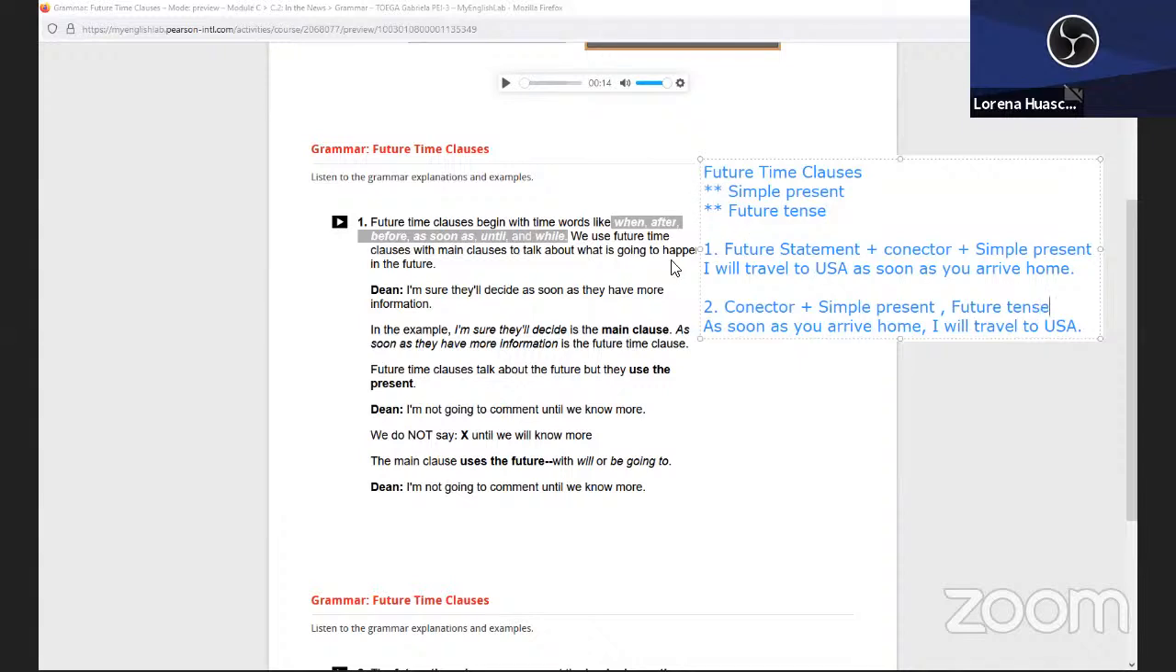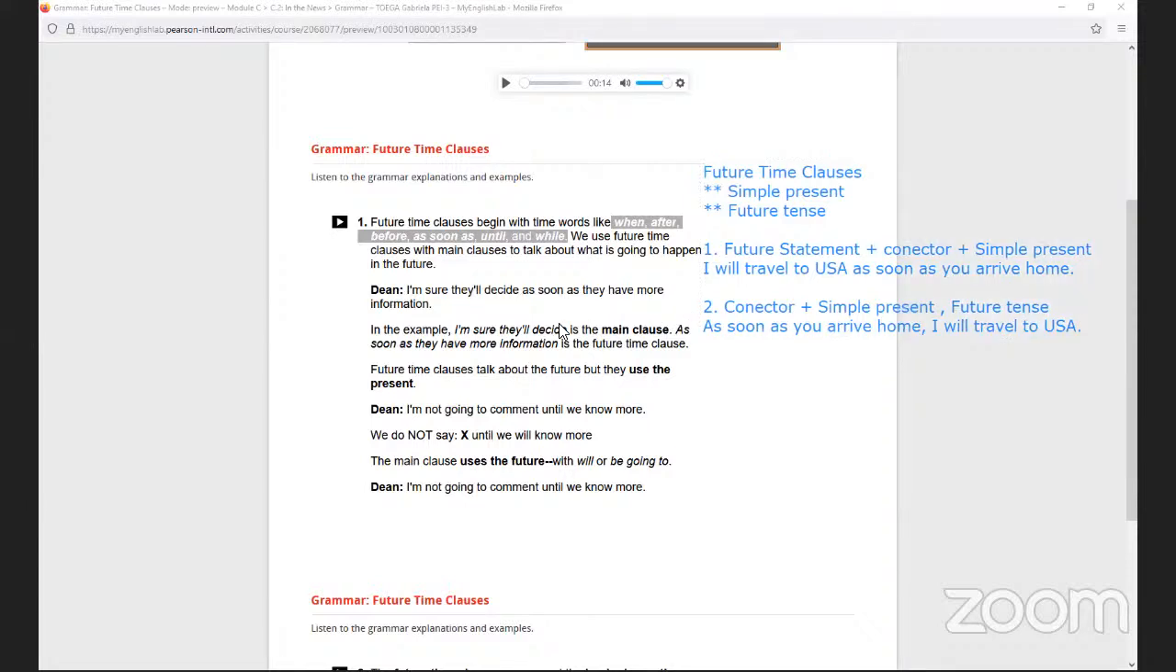Okay, so this is the first way. If we have the connector in the middle, we always start with the future and after that the simple present, because it makes more sense. But when we start with the connector, we are going to start with the first activity in present and after that the future tense. Okay? So for example, here we have some little examples.